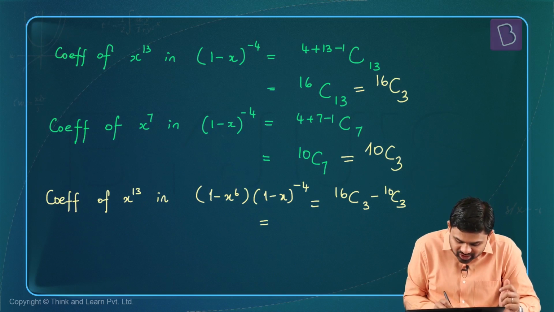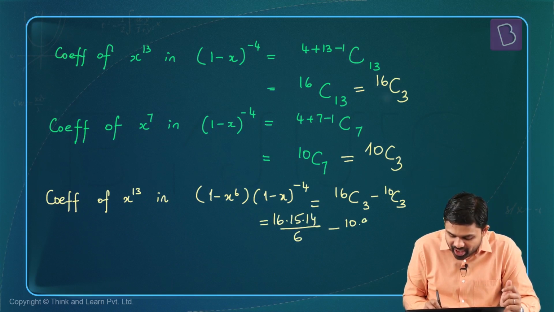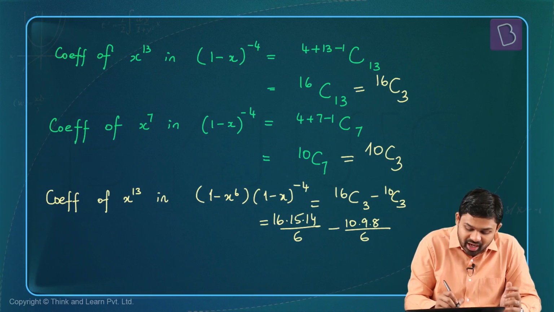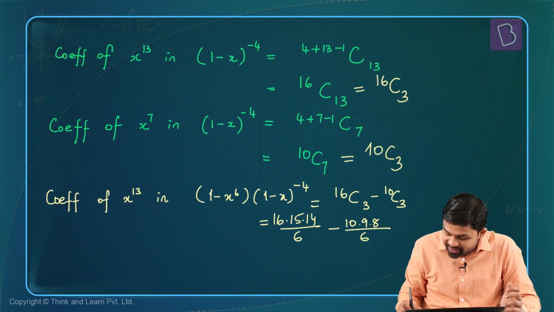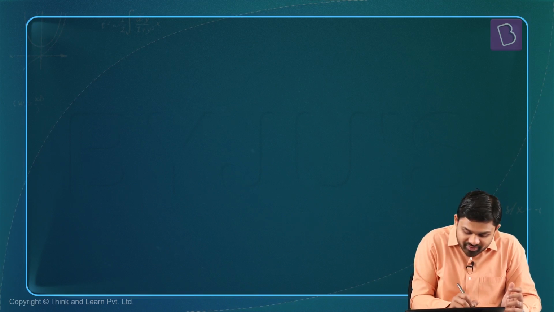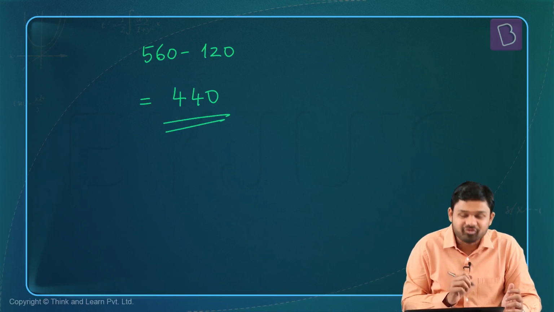Well, 16 C 3 is 16 into 15 into 14 divided by 2 into 3, which is 6. Minus 10 C 3, 10 into 9 into 8 divided by 6. Simplifying this, you will get the answer to be equal to 560 minus 120. So 560 minus 120. So the correct answer to this question is 440.